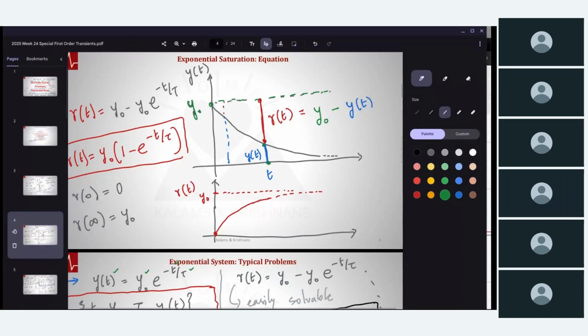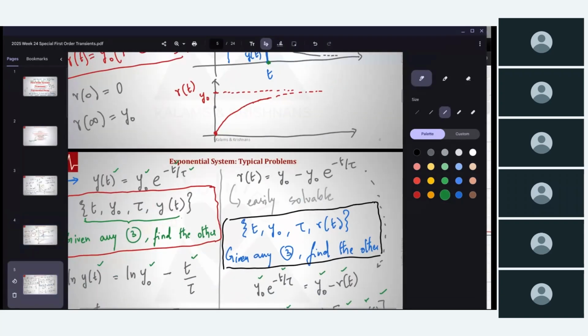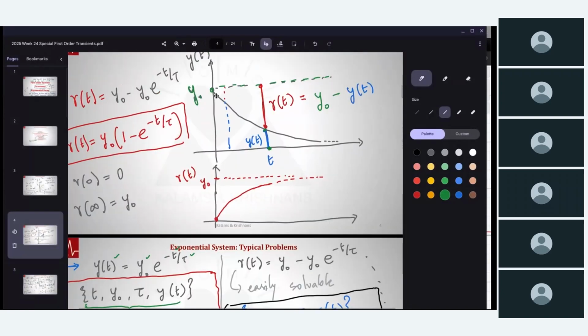So often there is a necessity to deal directly with the curve, not with given any three, find the other. I'm going to give you the curve, or equivalently, a set of data points. From there, you have to extract what the tau is. Linear regression, we know how to do. Perhaps you take ln on both sides and do regression after taking ln. Perhaps you could do that. But I will also show you how to infer the value of tau from this figure, or if a set of data points are given.